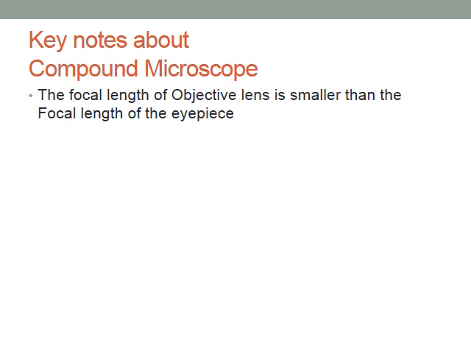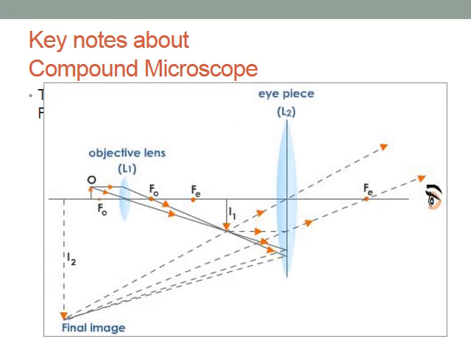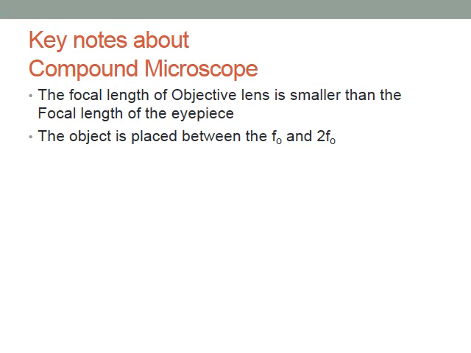Number 1, you should always recognize that the focal length of the objective lens is always smaller than the focal length of the eyepiece. That's really critical. That's the only way to actually get the magnification that you're looking for, is to have the focal length of the objective lens smaller than the eyepiece, as shown here. Another thing is that the object needs to be placed between FO, that's the focal length of the objective lens, and 2 times the focal length of the objective lens.